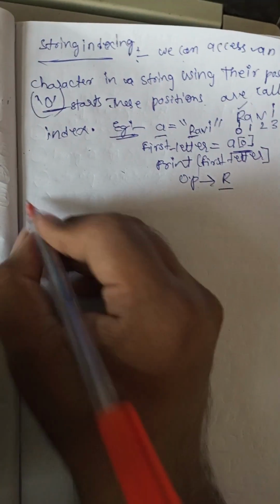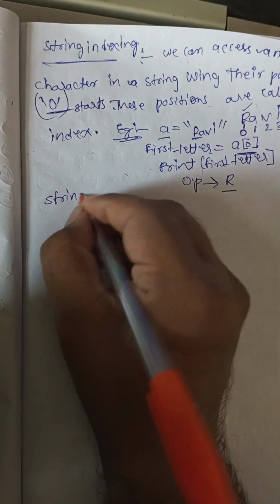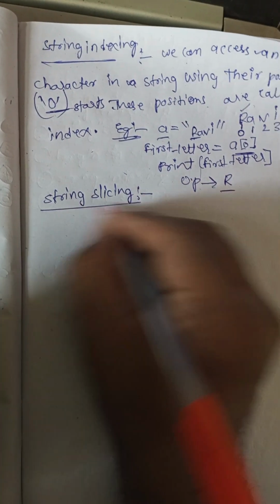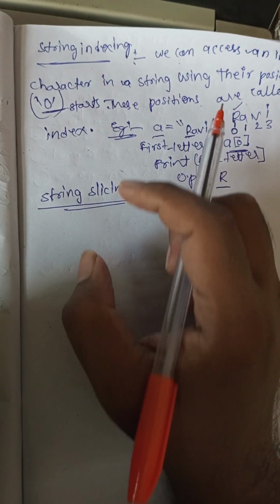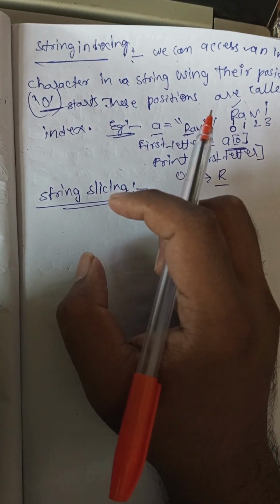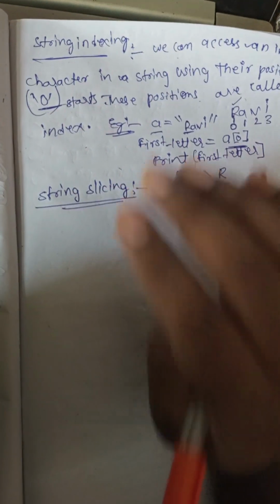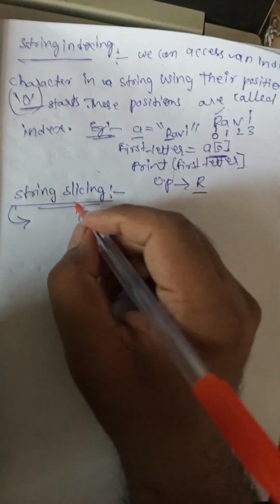Next concept is string slicing. String slicing means obtaining a part of a string is called string slicing. It starts from the start index and stops at the end index. The end index is not included in the slice. What is string slicing?